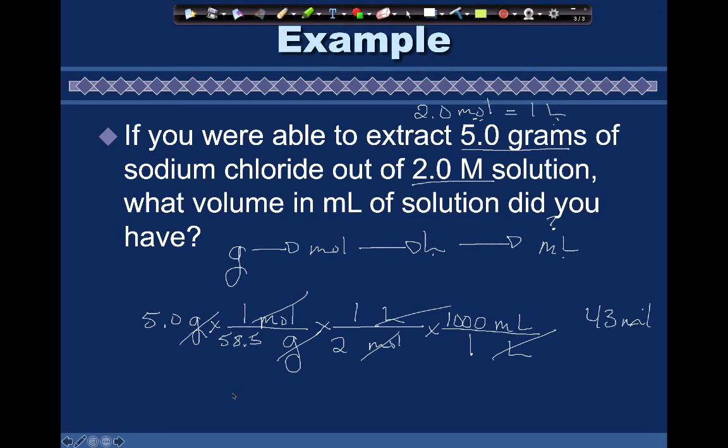Okay, the other way to solve this problem would be to use the molarity equation. You're still going to have to do some conversions though. So molarity is equal to moles over liters. So yes, you have 2 moles. If I wanted to, I could figure out how many grams that is. So molarity is 2. My number of moles, well, 5 divided by 58.5 gives me 0.085 moles. And then my volume is unknown.